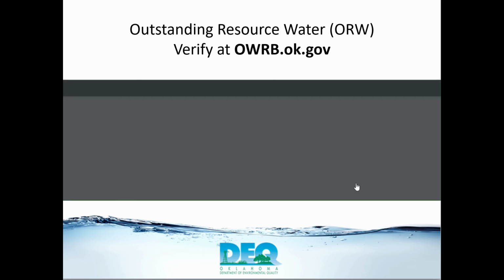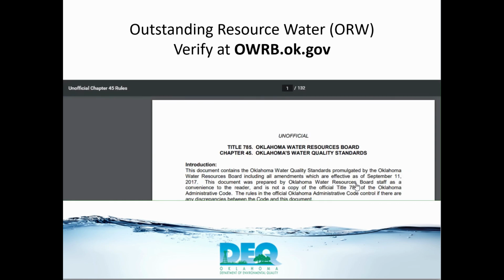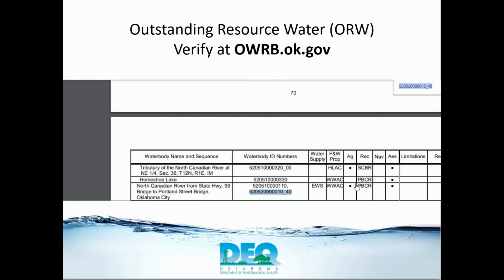Search for your project's receiving water body by selecting the Control and F key on your keyboard at the same time. Enter your project's receiving water body. Leave off the OK at the beginning. You should see your receiving water body in Appendix A1 of Chapter 45, Oklahoma's Water Quality Standards.